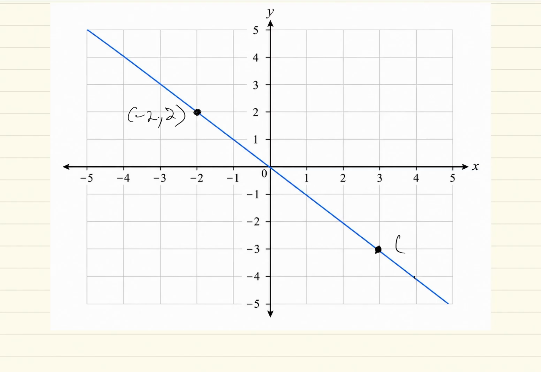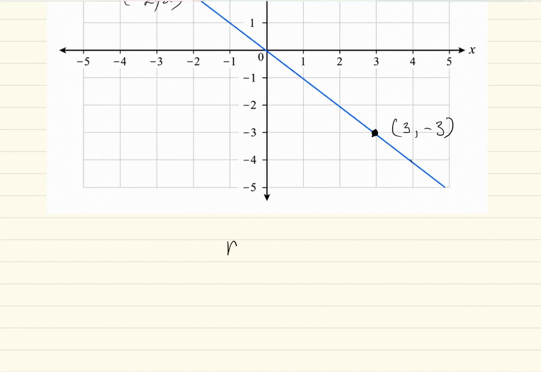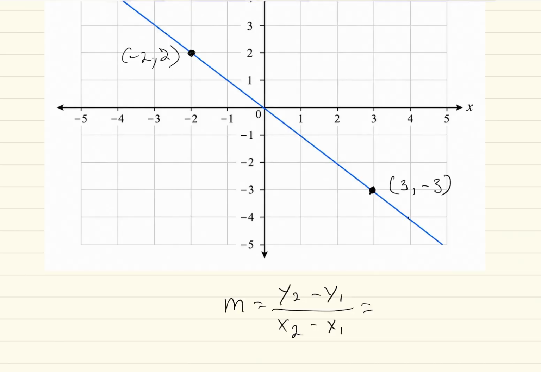And then for this point here, the x value is 3, and the y value is -3. Okay, so let's use our formula. Remember, it's m equals y2 minus y1 over x2 minus x1. So pick any point. Start with one point and be consistent and stick with that point while you're subtracting from the other one. So let's say we start with this.